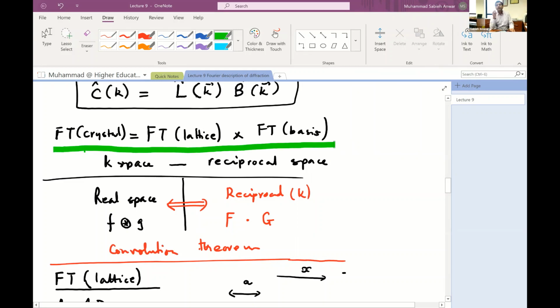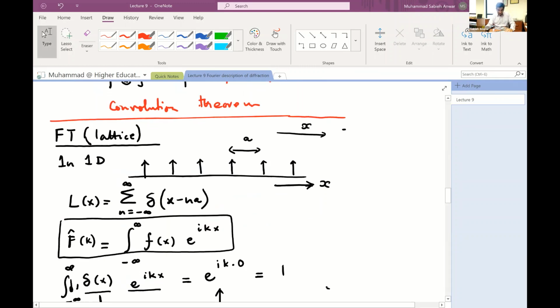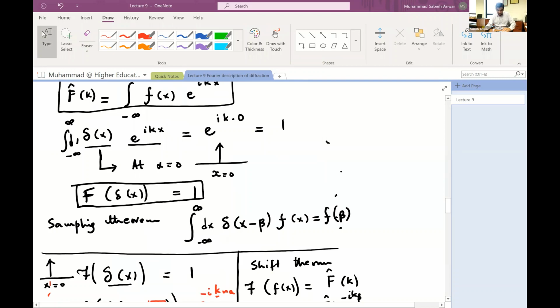We found out the Fourier transform of the lattice. Now we need to find out the Fourier transform of the basis. Then we multiply the two together, and we'll find the Fourier transform of the crystal. And I'll show in the next class that this is equal to the diffraction pattern itself. In fact, if I take the modulus square of it, it equals the diffraction pattern.